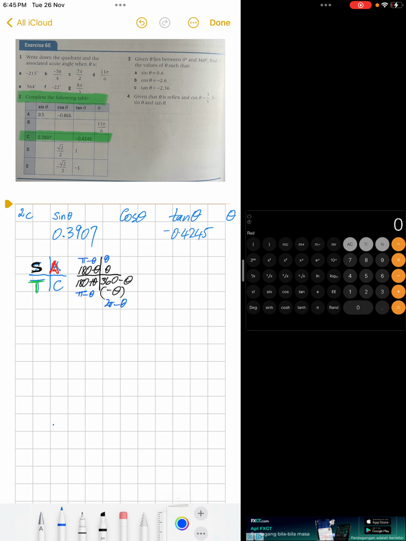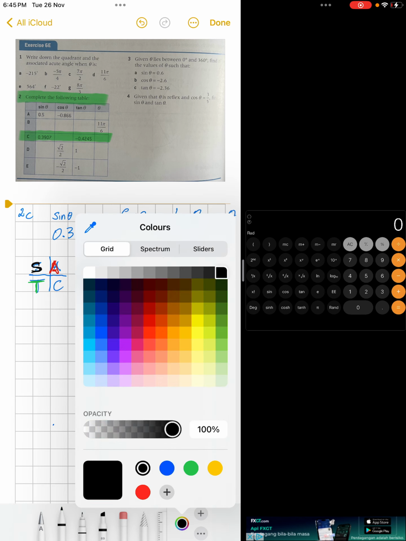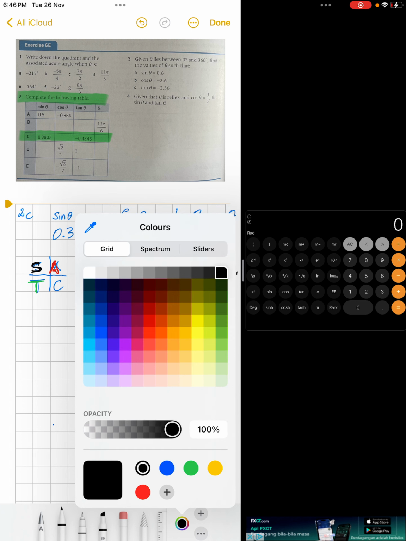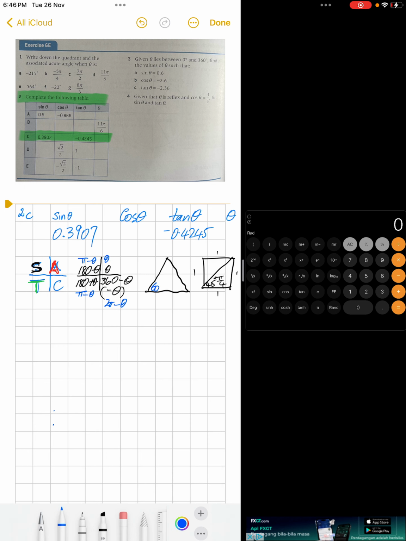The other resource I use is knowing the triangles. There are two types of triangles that we have, the equilateral triangle and the square. The square is used for 45 degrees or pi over 4, and it's a 1 by 1 square. The triangle is 60 degrees, 60, 60, but it's a 2 by 2 triangle.